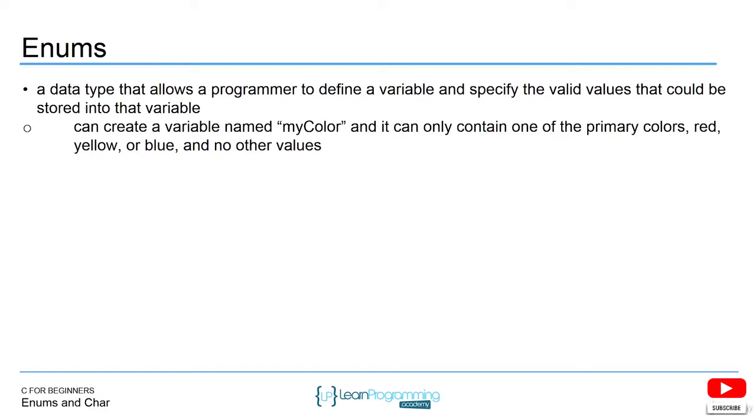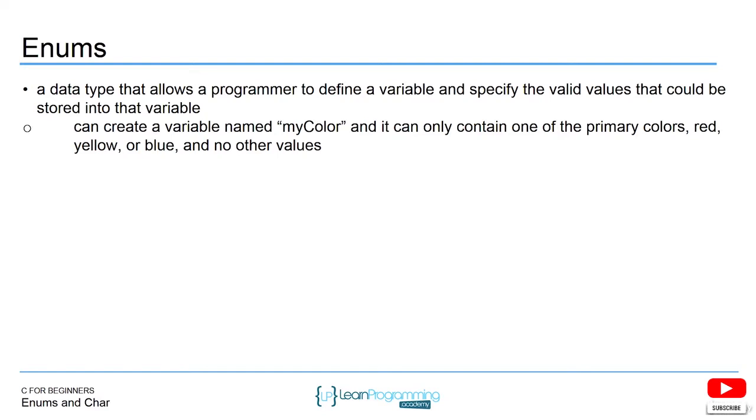So for example, you could create a variable named myColor, and if it's a certain enum type, you can set it so that it only includes or only can be assigned values of primary colors, such as red, yellow, or blue. And then no other values can be assigned to it. The compiler will give you an error. And so it's sort of like a data type that you can create, but you're going to have to define the data type, and then you're going to have to create variables of that type.